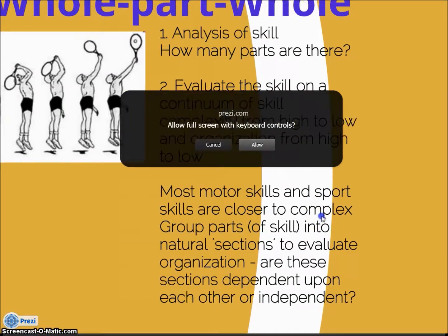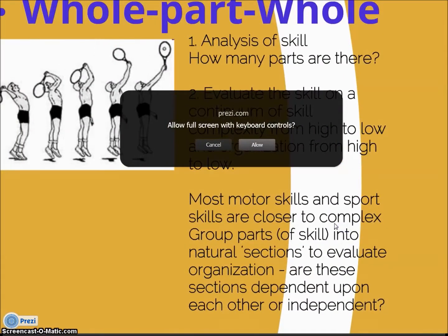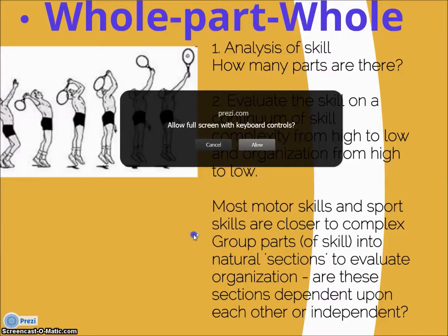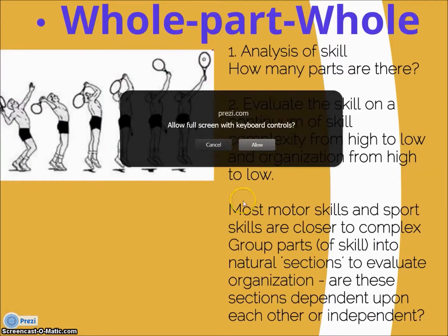So those of you who attended the seminar on Tuesday would know that we covered the whole part whole method of practice. Okay, what's really important about the whole part whole method of practice is we practice the skill as a whole, so that's us completing the tennis serve as we would do. We then break it down in some way and then we put it back together again at the end and practice the skill as a whole again.